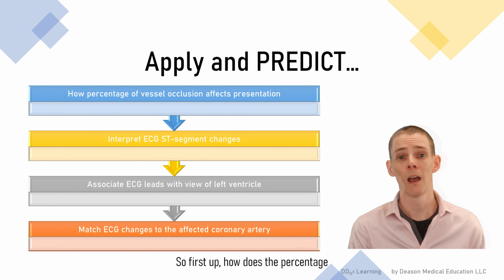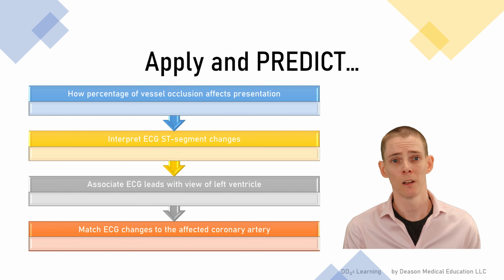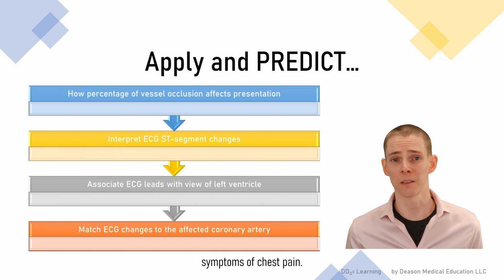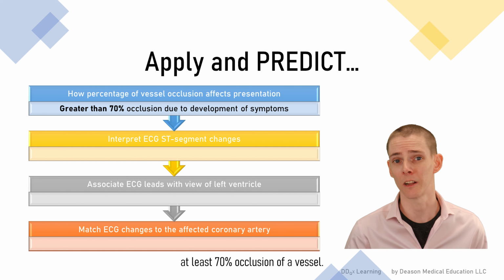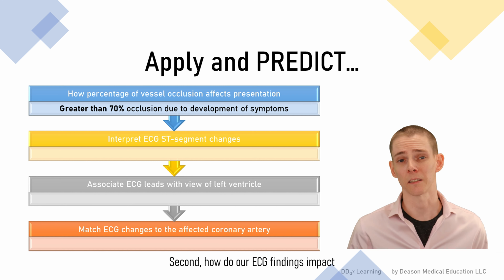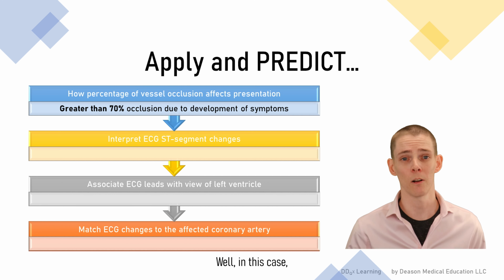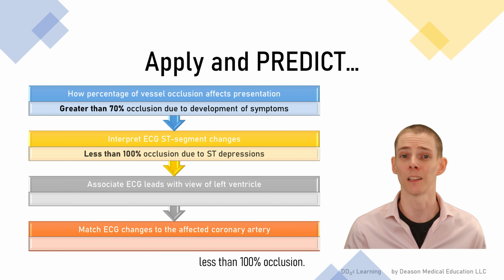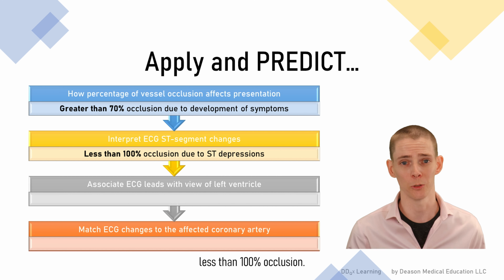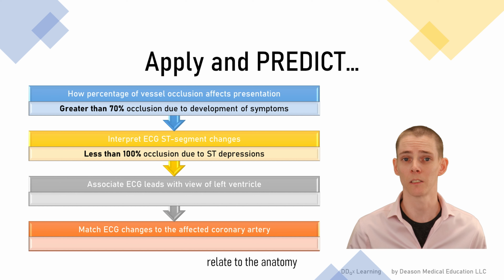So first up, how does the percentage of vessel occlusion affect our presentation? All right, so our patient has symptoms of chest pain. This is going to require at least 70% occlusion of a vessel. Second, how do our ECG findings impact this presentation? Well, in this case, we don't have a STEMI occurring, so we know that we're going to have less than 100% occlusion.